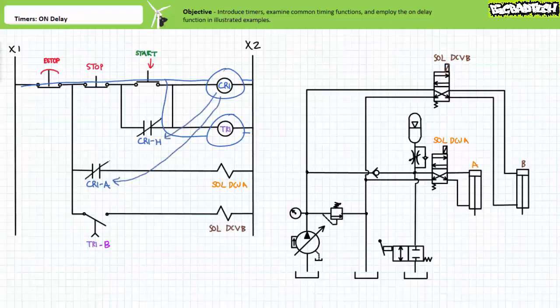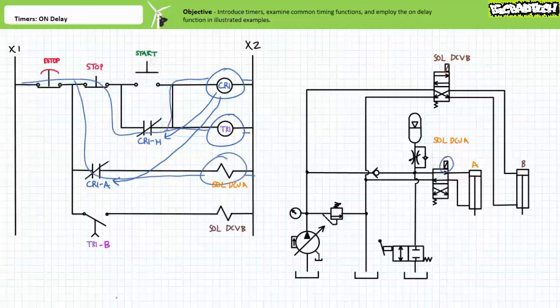The contacts associated with control relay CR1 immediately change states. CR1H closes and establishes a holding circuit, allowing an operator to release the start push button. CR1A closes and energizes solenoid A. DCVA shifts to the straight-through position, and cylinder A extends. TR1B, in contrast, does not immediately change to its opposite state, but rather remains open, and solenoid B remains de-energized.